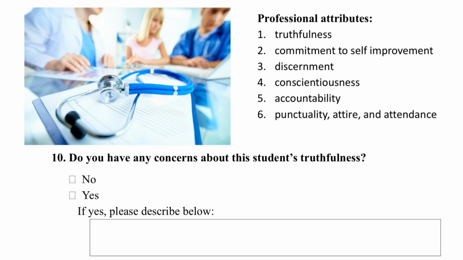The last section of the assessment form consists of the items assessing student professional attributes. These are things like truthfulness, commitment to self-improvement, discernment, conscientiousness, accountability, punctuality, attire, and attendance. With your feedback, we've reduced the number of these questions on the CASP. The first question in this area asks if you have any concerns about the student's truthfulness. If you do have any concerns, we ask you to give us a little more information about your concerns.